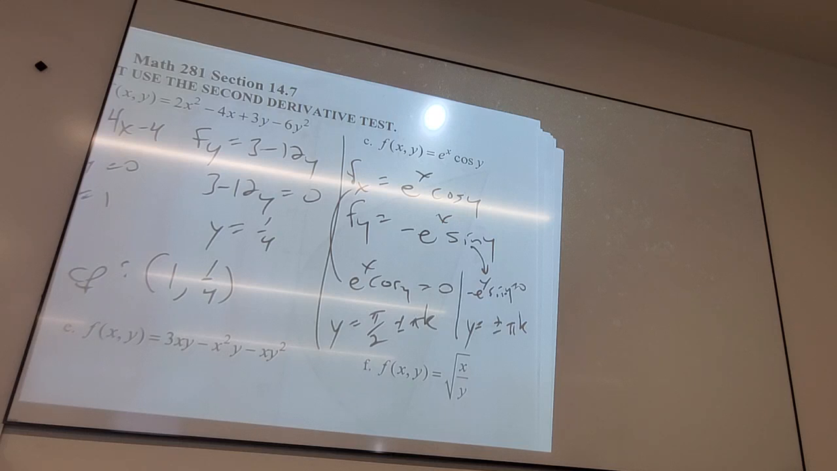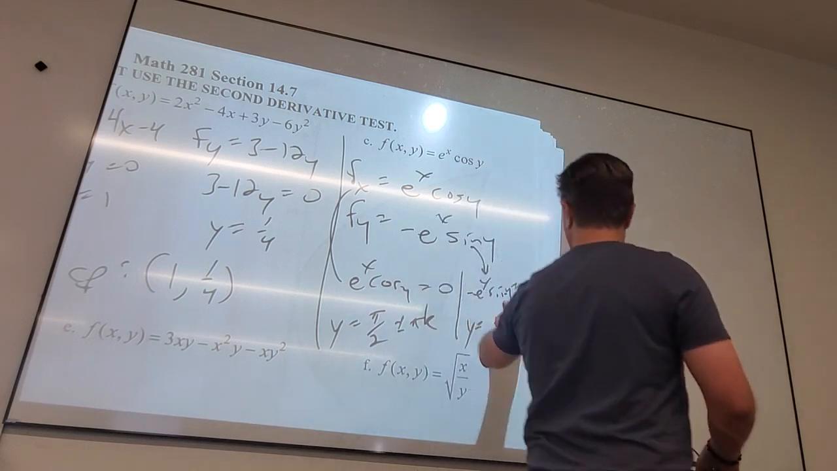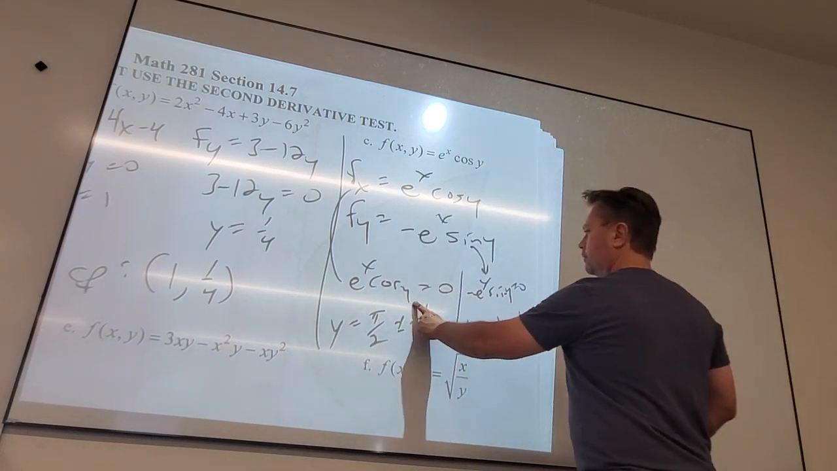Why is it pi k and not 3 pi over 2? For the second one, for the y equals, this guy? No, the other one. Oh, this one. Mhm. Oh, okay.